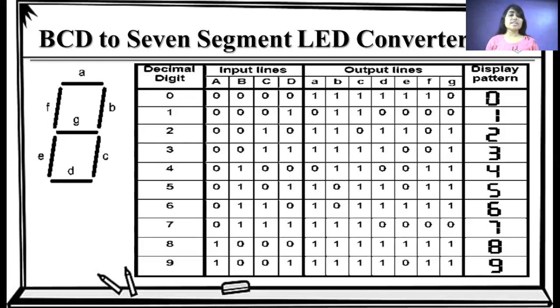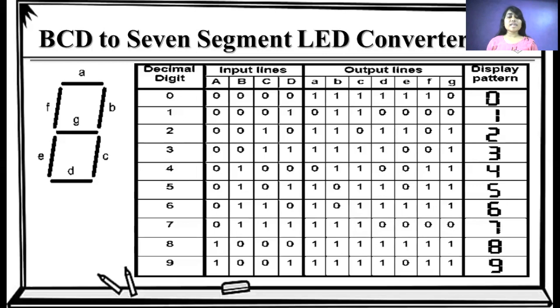Then we have decimal digit 3. For decimal digit 3, we have a 7 segment LED pattern like A, B, G, C, D. So these output lines, or these LEDs, must be on. According to this, A is equal to 1, B is equal to 1, C is equal to 1, D is equal to 1 and G is equal to 1, E and F are equal to 0. So similarly we can make a pattern according to this.